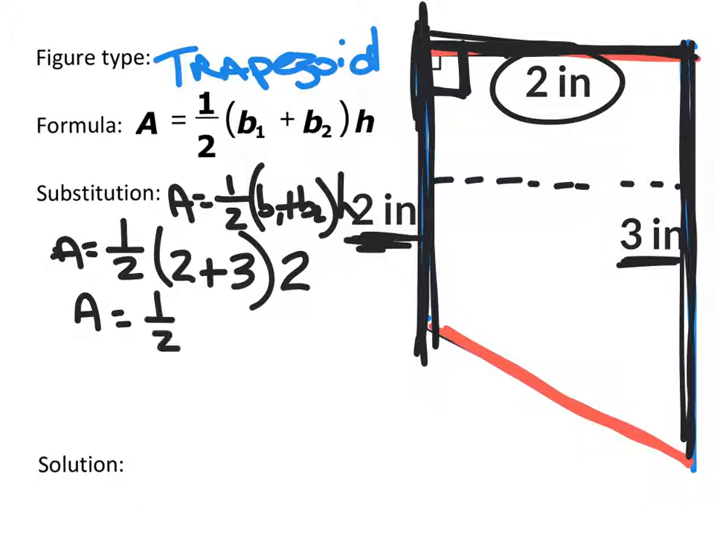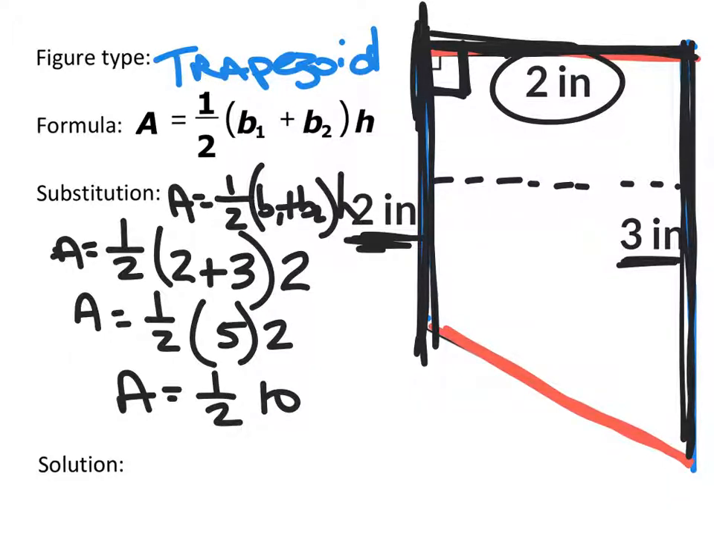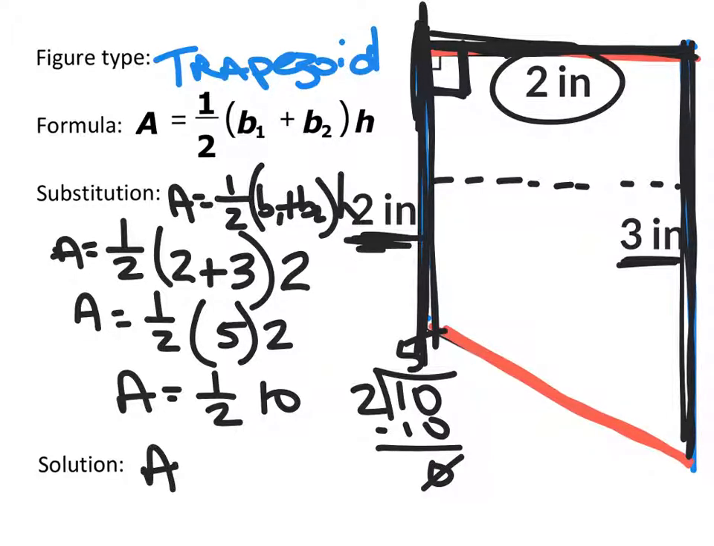The area is 1/2 of 2 plus 3, which is 5, times 2. The area is 1/2 of 5 times 2, which is 10. The area is 1/2 of 10. So 10 divided by 2, which is 5. The area is 5 square inches, or inches squared.